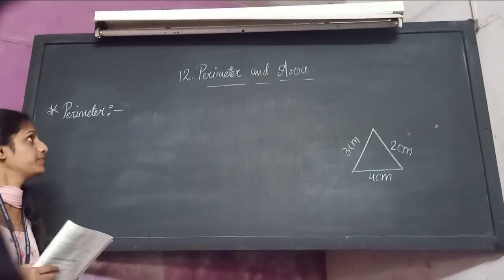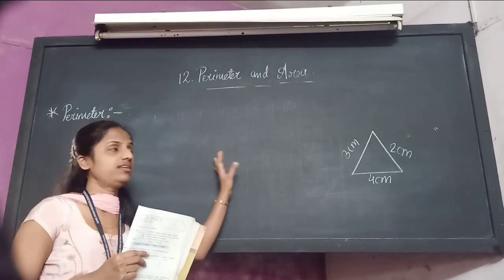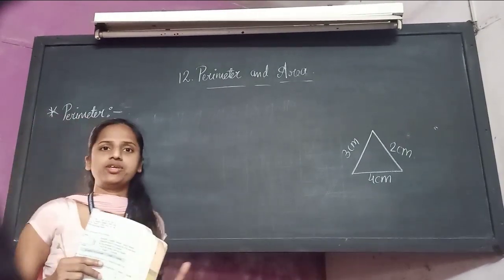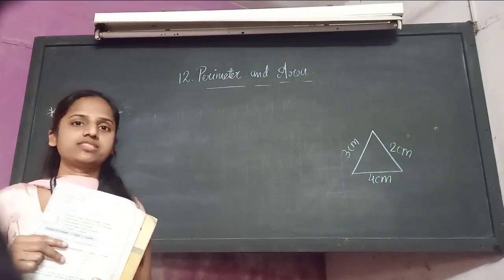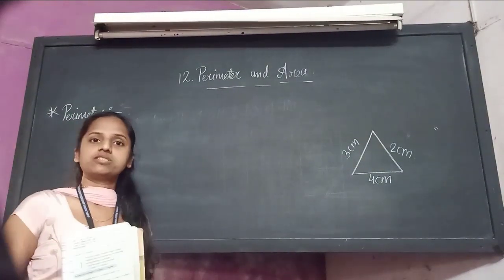Today we will start the chapter perimeter and area, that is 12th one. Before this you must have studied about perimeter in your previous class. Let me explain to you what is perimeter.